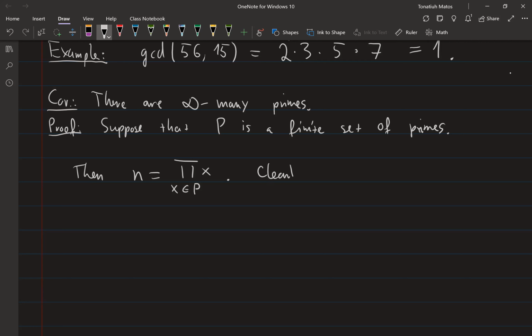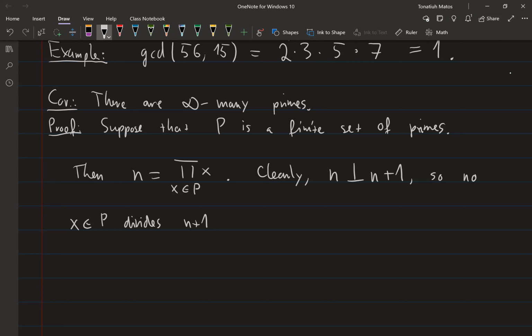So clearly, and this is something that is proved in the problem set as well, if I'm not mistaken, any number and its successor, or said otherwise, consecutive numbers are always coprime, right? Consecutive numbers are always coprime. So n and n plus 1 are coprime. So no element, no x in P divides n plus 1, right? n is divisible by everything in P because it is the product of everything in P.